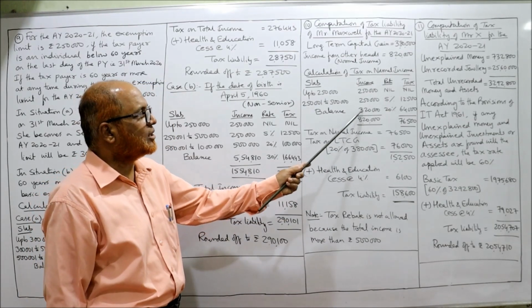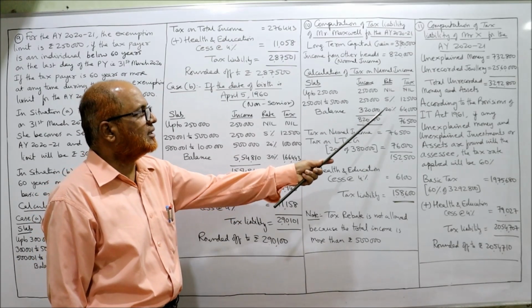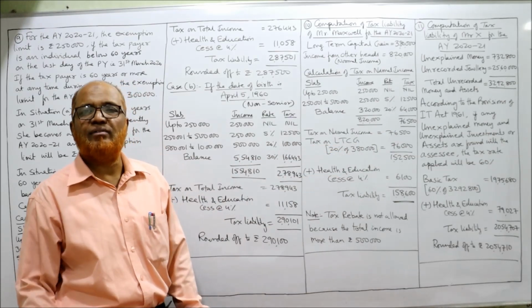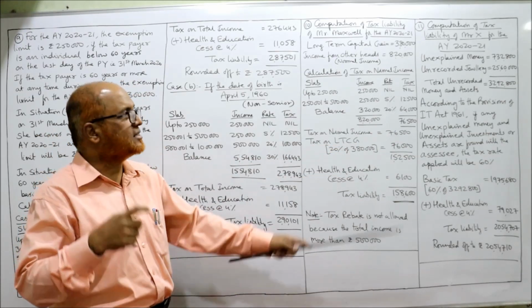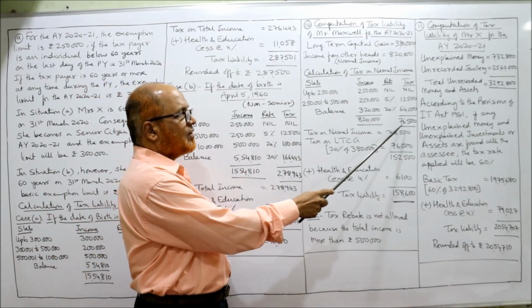On this 3,20,000, 20% is the tax rate. Multiply 3,20,000 by 20%, that is 64,000. Add up 12,500, and 76,500 is the tax on normal income. So tax on normal income is 76,500.